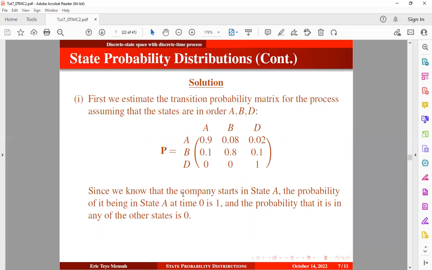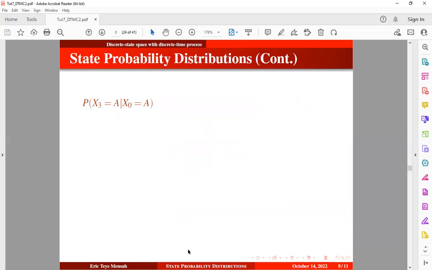So since we know that the company starts in state A, the probability of it being in state A at time 0 is going to be 1, and the probability that it is in any of the other states is going to be 0. So the row vector of probabilities is going to be in this form. So this is going to be the initial state probability distribution. Okay. So then the probability that a company that starts in grade A at time 0 is in grade A at time 3 will be equal to that.